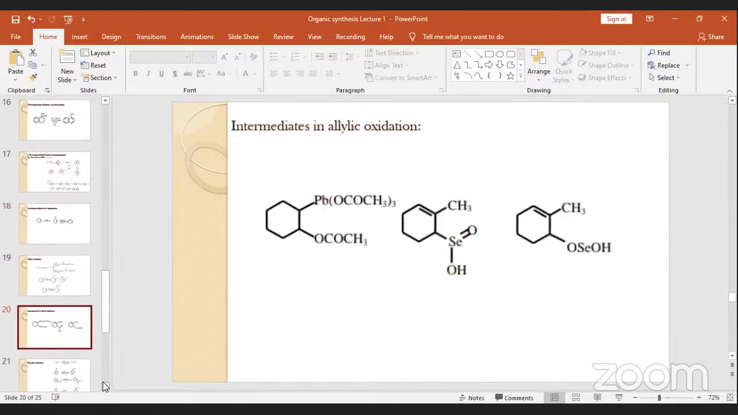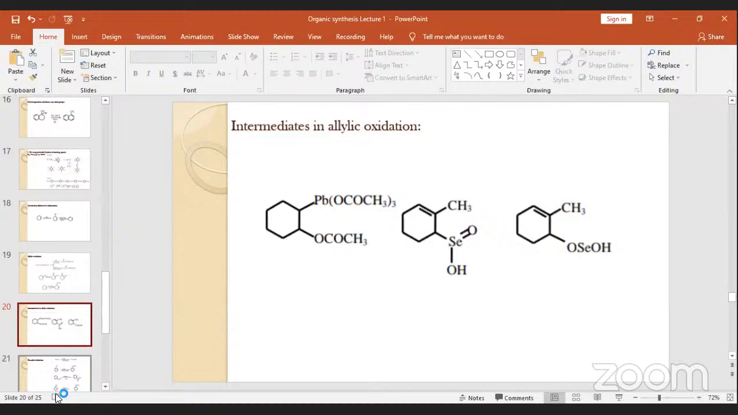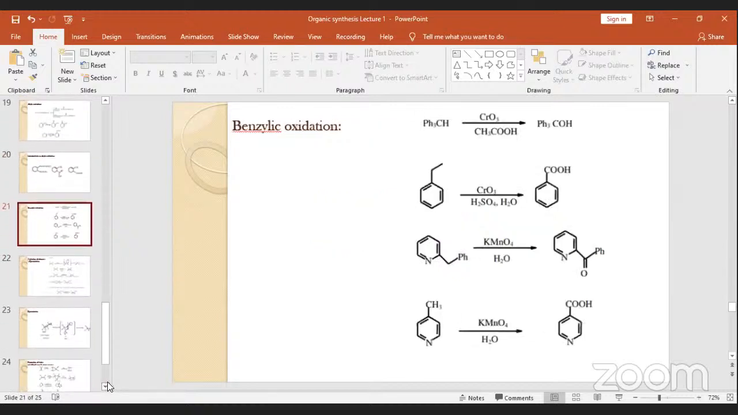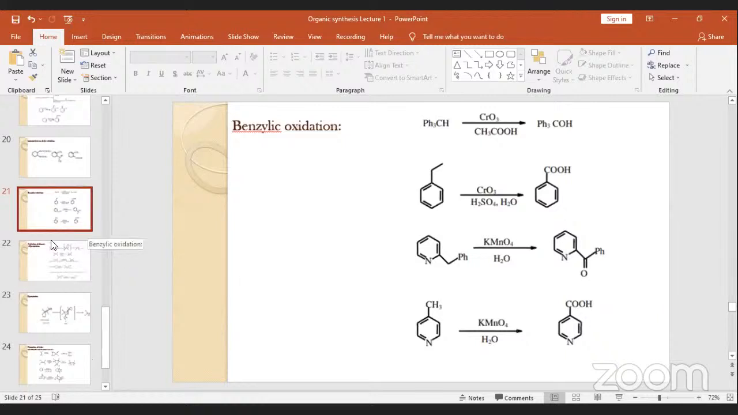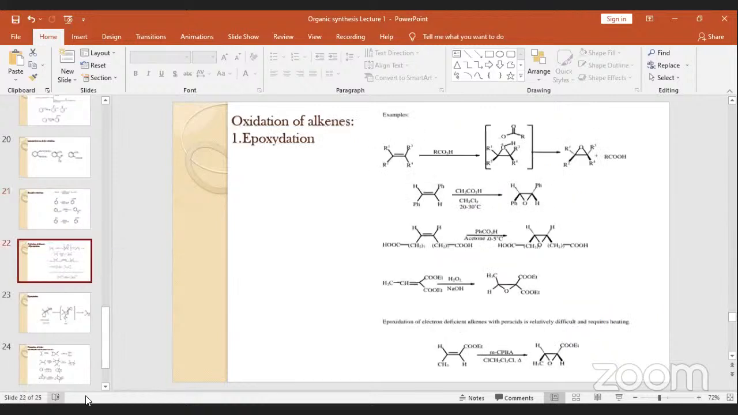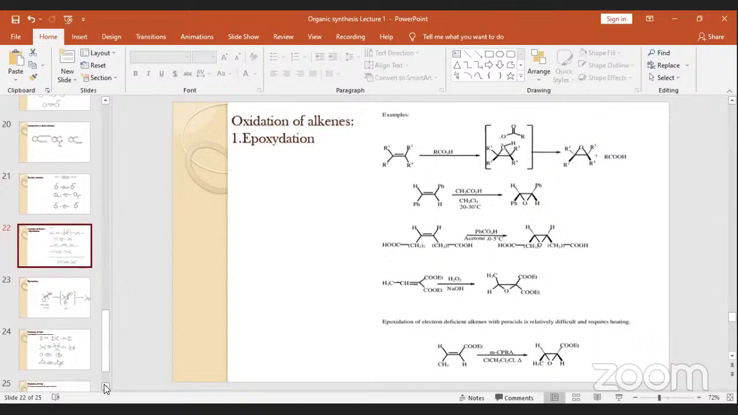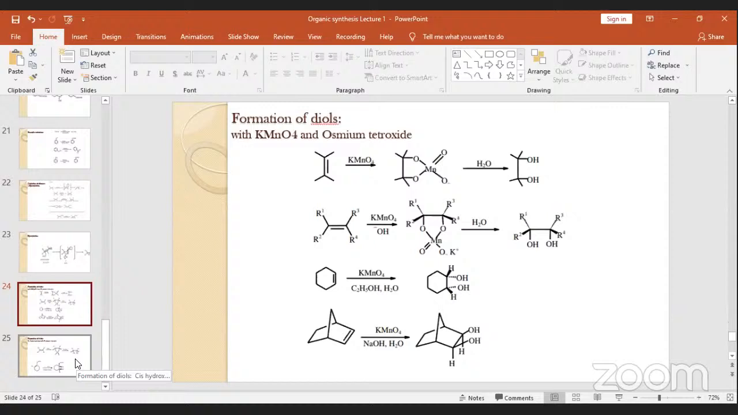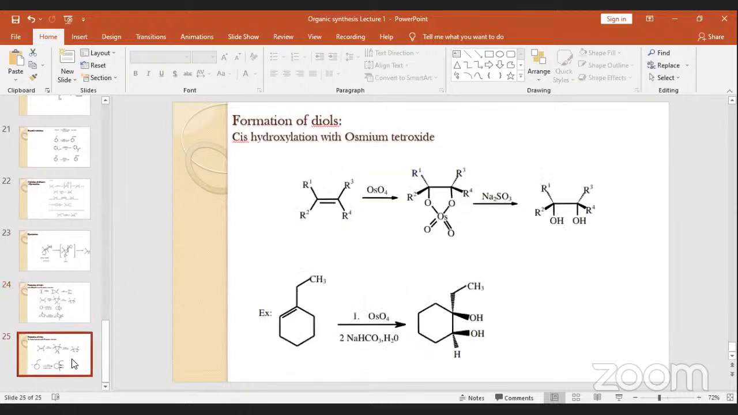So we have seen intermediates in allylic oxidation, and we have also seen benzylic oxidation, and how it can be converted to a variety of important products. And oxidation of alkenes, that is epoxidation, we have seen, and we have seen formation of diols, that is cis dihydroxylation. Okay, what remains is only trans dihydroxylation, which we will take up in the next class.